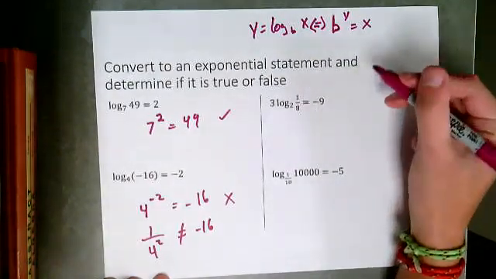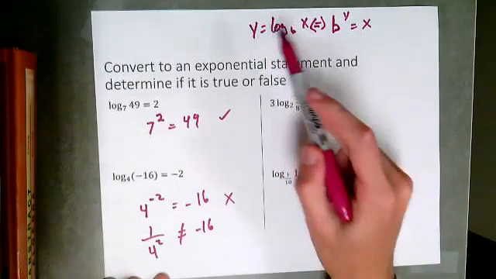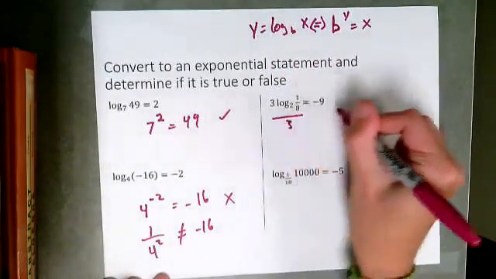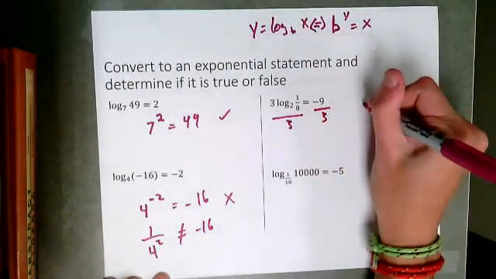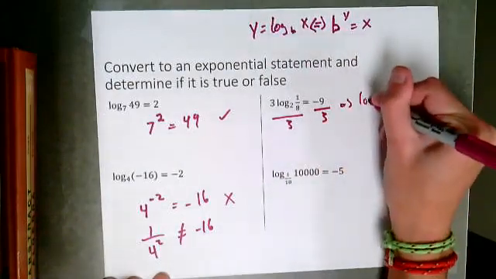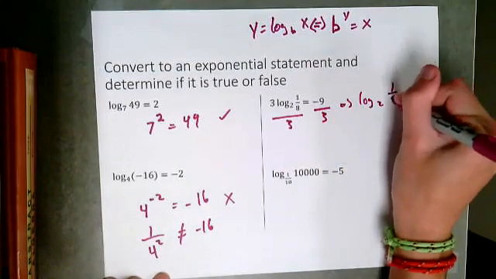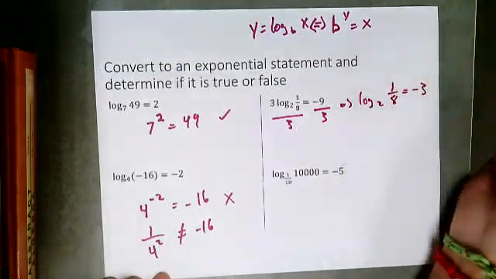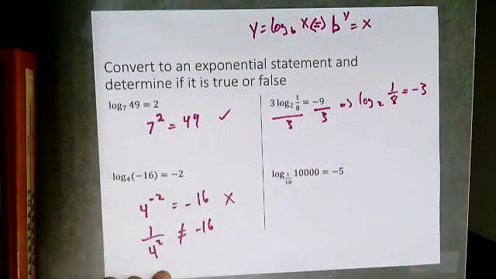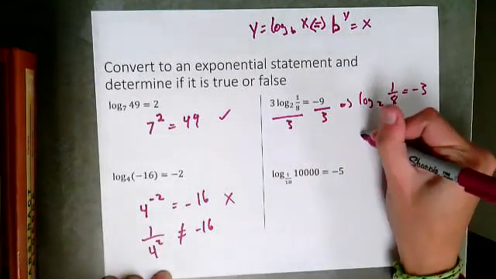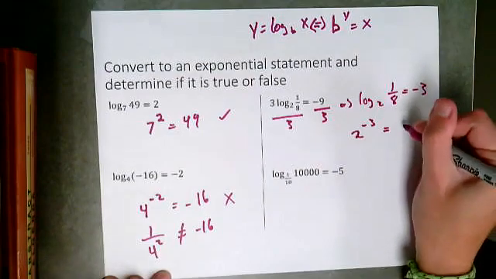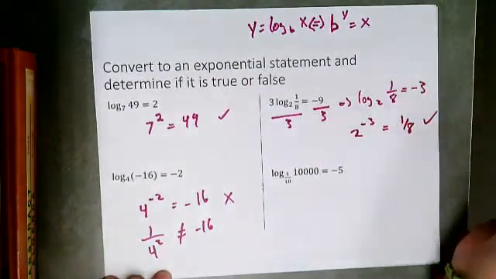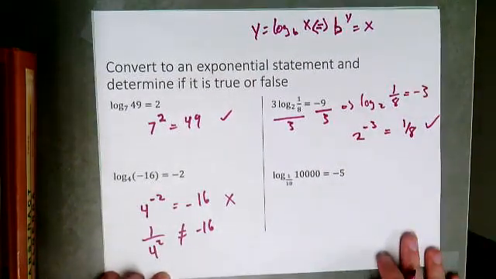Well, let's move that 3 over, right? Because it doesn't say anything for having a constant out in front of the log. So if we divide the 3 over, we get log base 2 of 1/8 is equal to negative 3. Okay. All right. So now this becomes 2 to the negative 3 is equal to 1/8. That checks out. That's good.